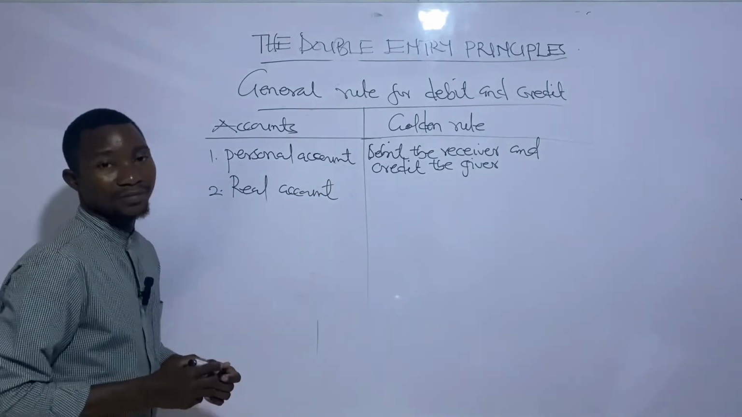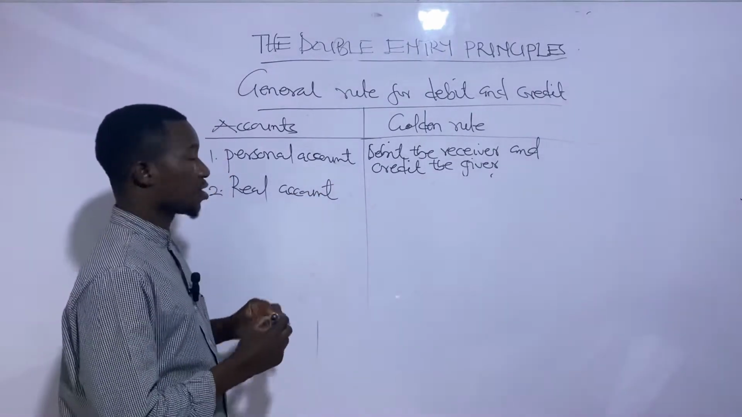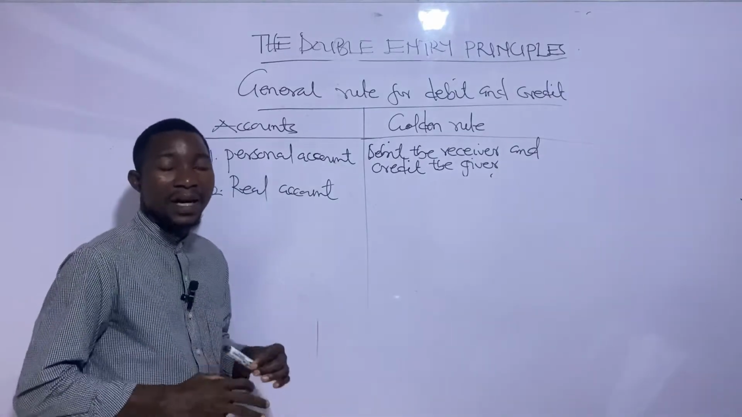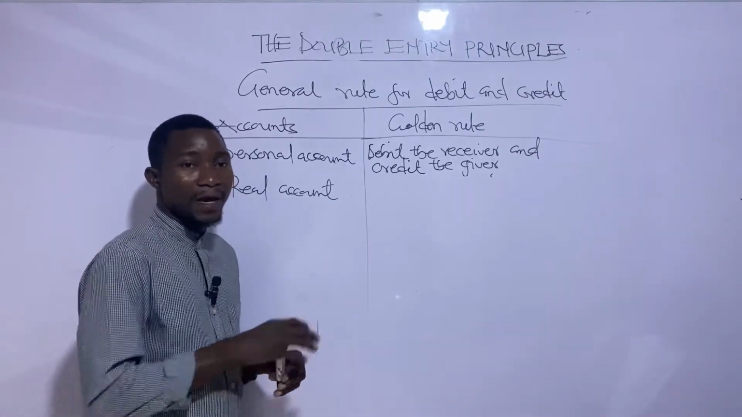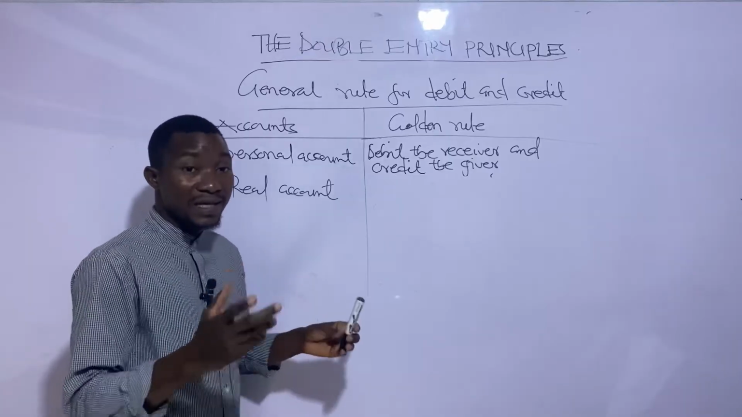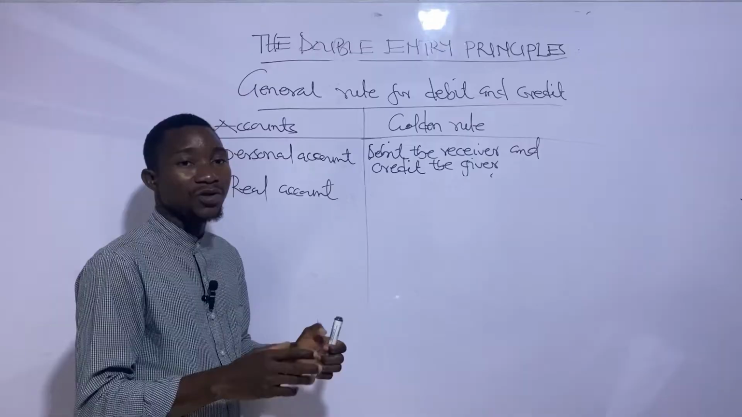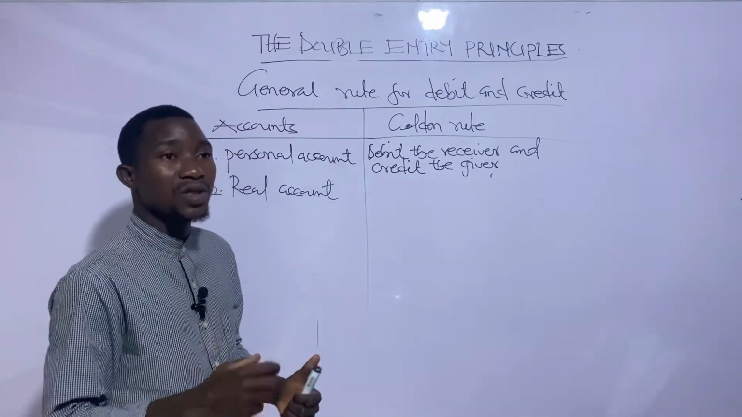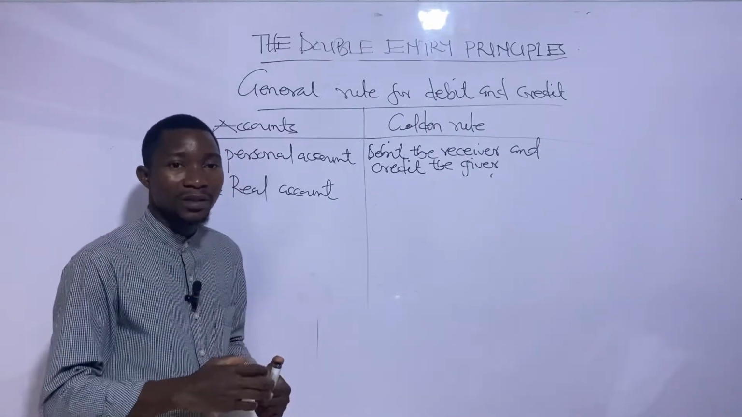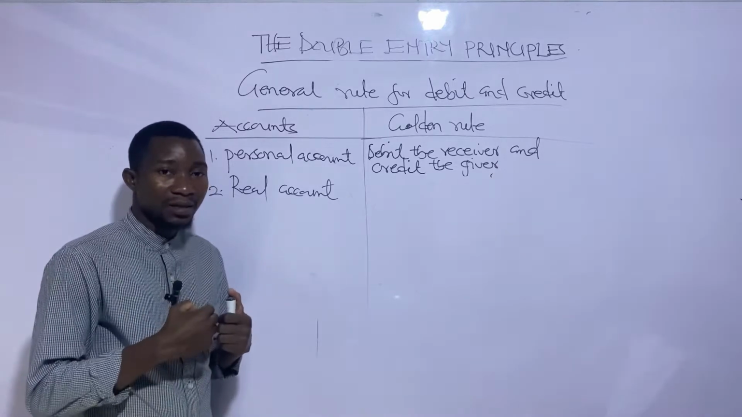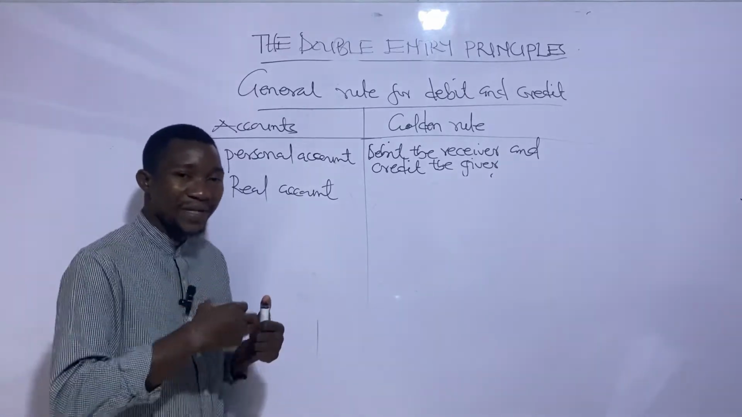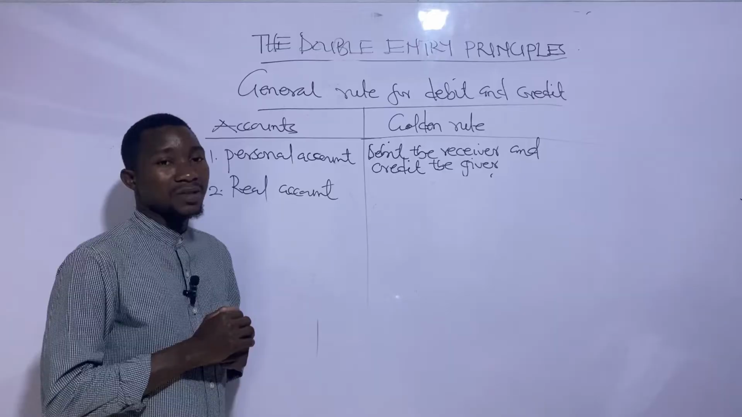Real accounts. So the general rule for real accounts is that we debit what comes in and credit what goes out. Example of real account we said is an asset account. So example of an asset account could be motor vehicle. So if we acquire a motor vehicle, the motor vehicle is coming in. Okay, so we debit the motor vehicle account.